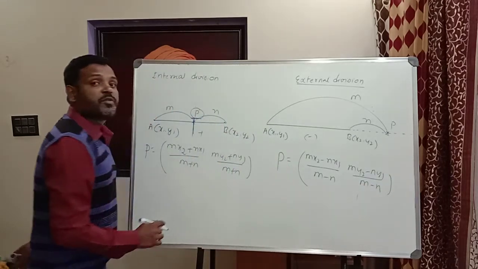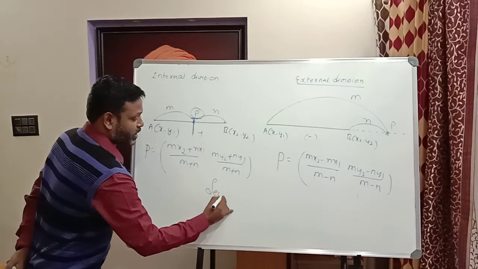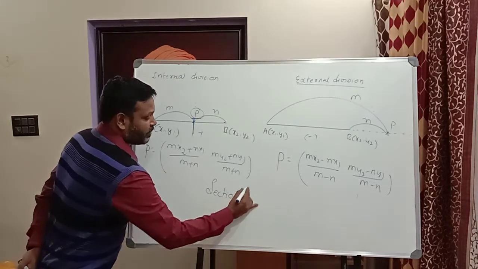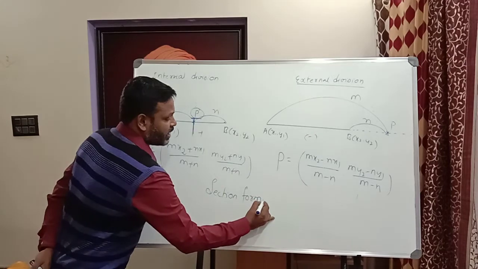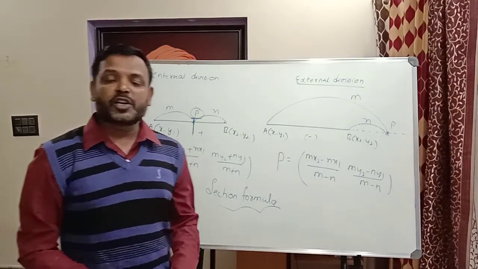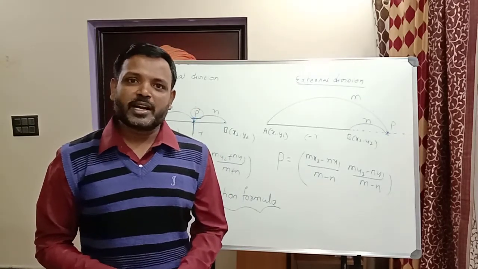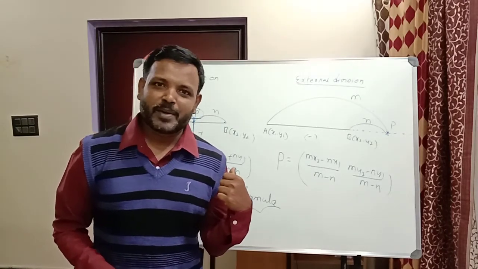These two formulas we call the section formula. What do we call it? The section formula. So we have two formulas, namely the section formula for internal division and the section formula for external division. Understood? Thank you.